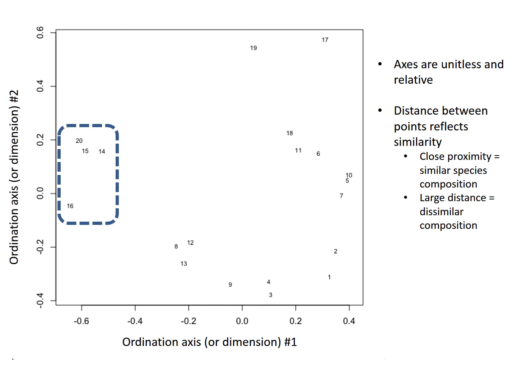So here you can see quadrats 14, 15, 16 and 20 clustered together, indicating that they have similar species composition. Likewise, those 6 plots clustered together, suggesting similar species composition, and those 3 clustered together.